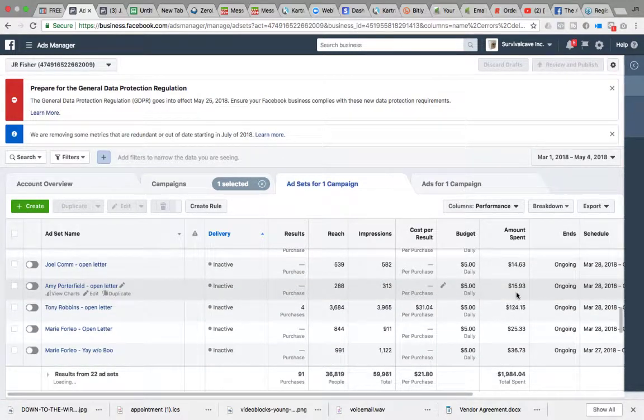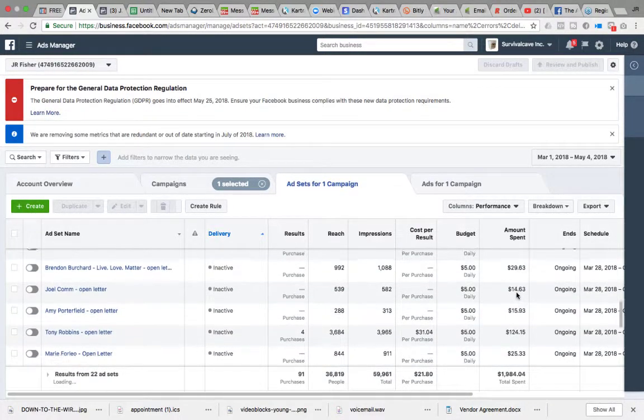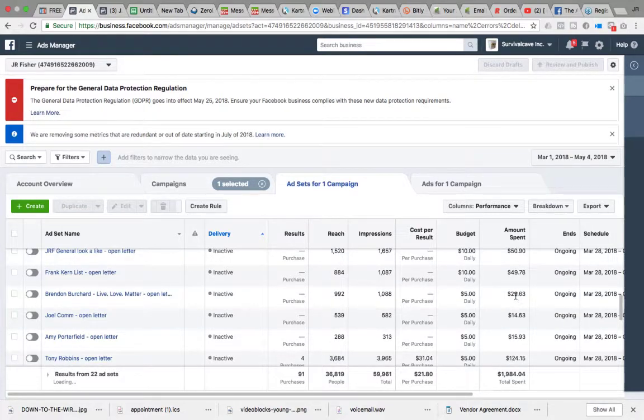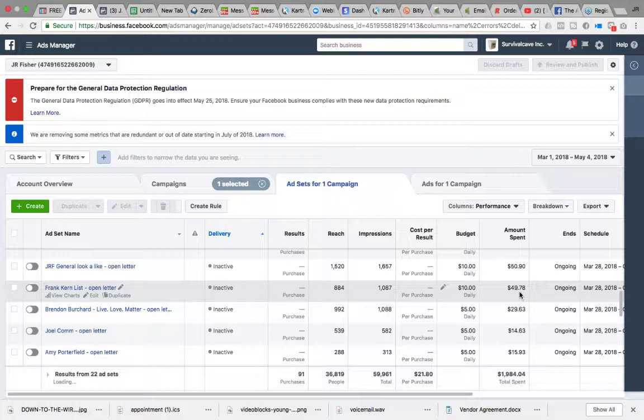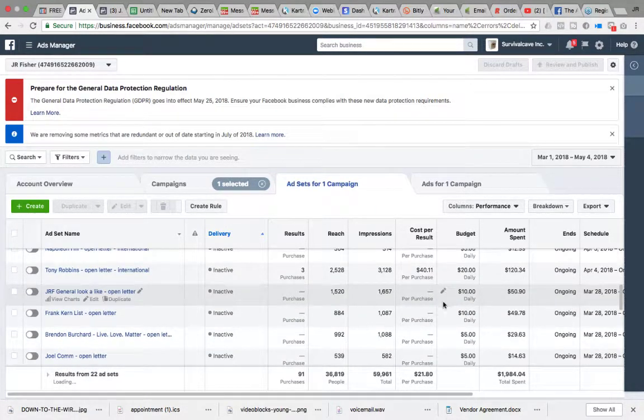Okay, this one here I spent $15 on. It just wouldn't do anything. And this one I spent $14 on. This one here spent $29.63. I have no idea why I went all the way up to $49 on this. I must have really wanted it to work. This one here, $50, no results.